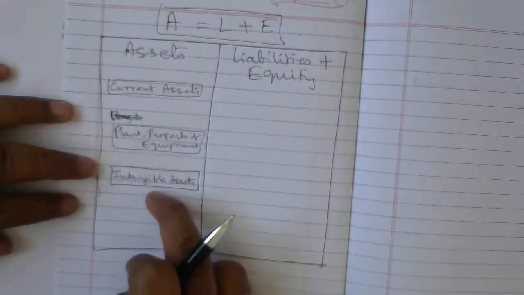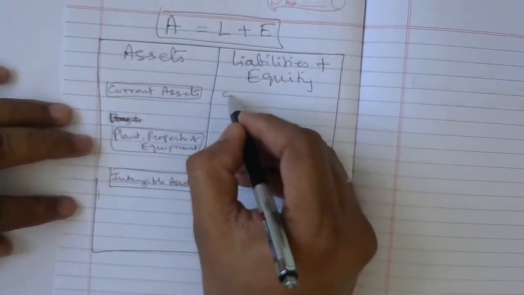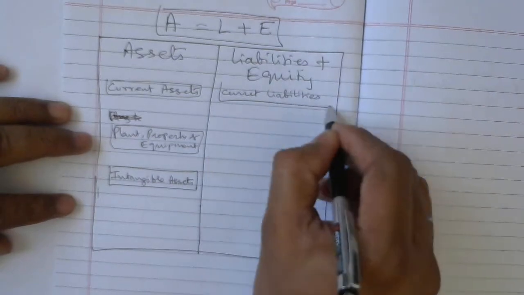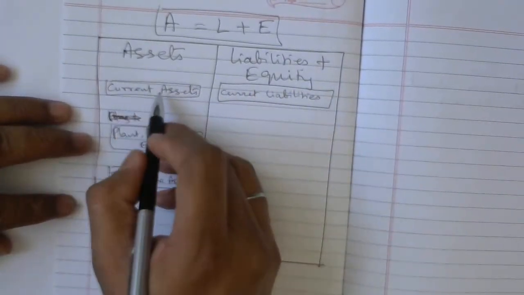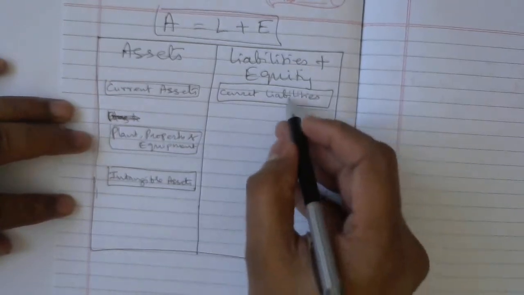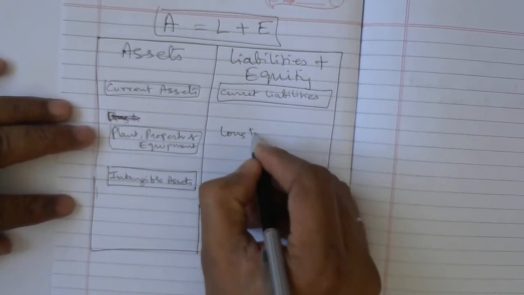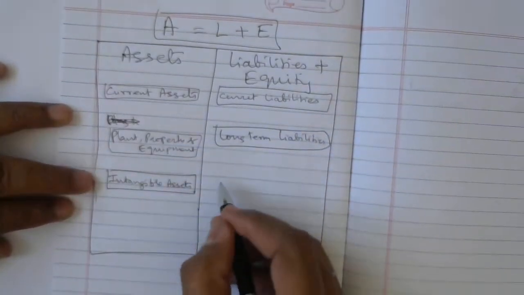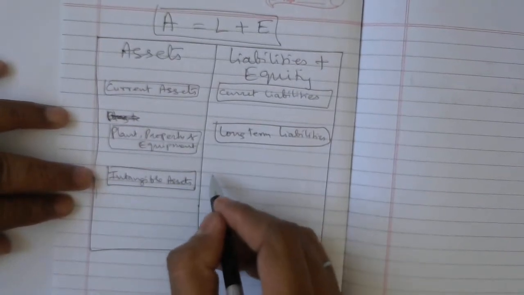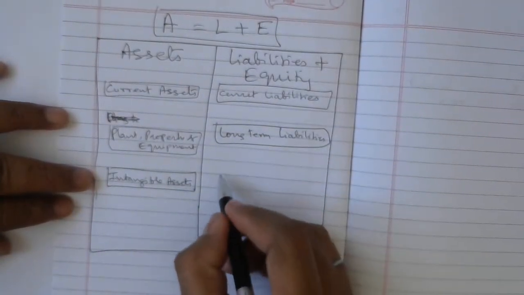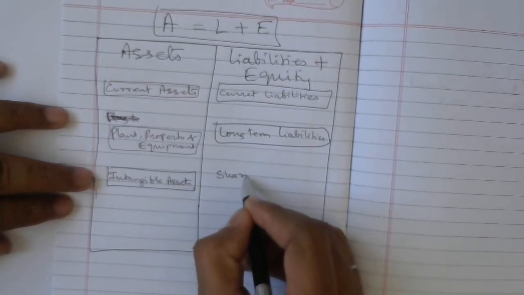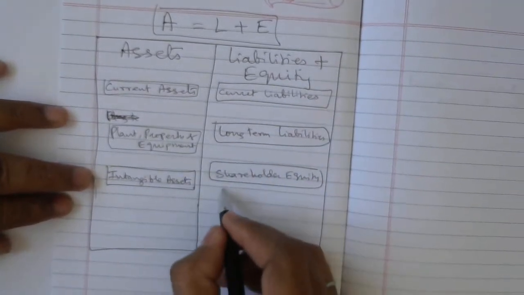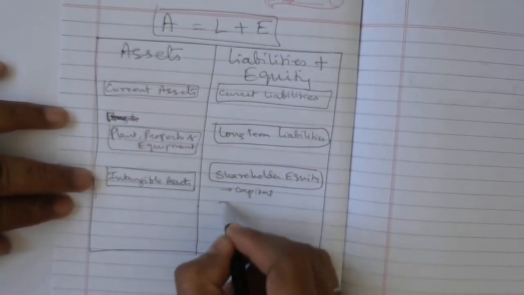So these are three categories. Under the liabilities and equities, under liabilities we have current liabilities. Current liabilities are also called short-term liabilities, and current assets are also called short-term assets. I'll show you examples of this. Then long-term liabilities, and the third one is equity, that is shareholder equity. Now this equity will include capital and retained earnings.